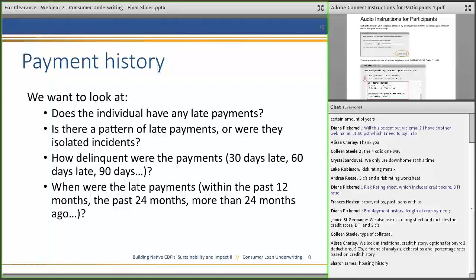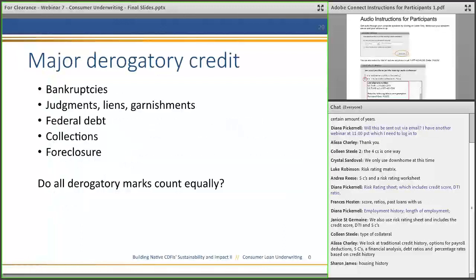How delinquent are the payments? Are they 30, 60, 90 days? And do they have a reasonable explanation for them? When were the late payments? Are they recent, within the last 12 months, 24 months, or older than 2 years ago? Maybe they just had a rough time during a certain period. It could be anything: the birth of a child, a death in the family, divorce. There are many reasons, all those things change, and they could have really good explanations for why that happened.